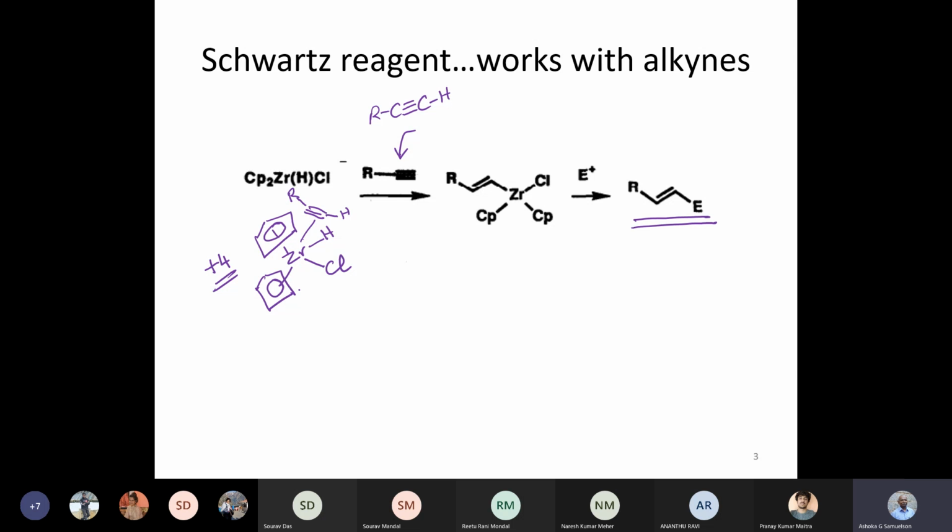But since that is not there at the moment, I will just make do with two blobs representing the cyclopentadiene. So you can just picture it as a very large group attached to the metal, and it's a tetrahedral system here. Now, I have a 5-coordinate system by attaching the alkyne.